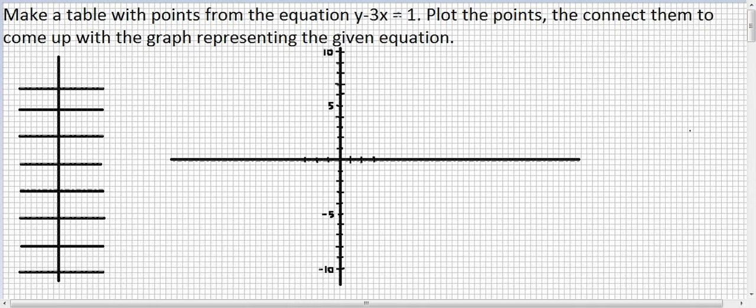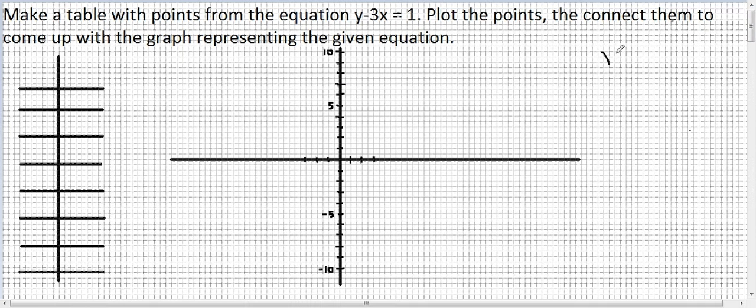In practice, we usually make a table of xy values for a select few points. We plot these points, then connect the dots in a straight line to come up with the graph for the given equation. Let's take a look at the example. Make a table with points from the equation y minus 3x equals 1. Plot the points, then connect them to come up with the graph representing the given equation.